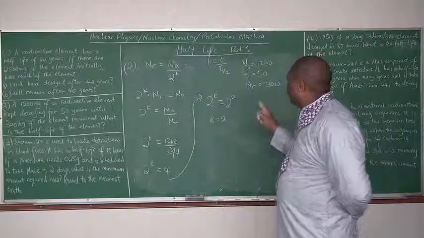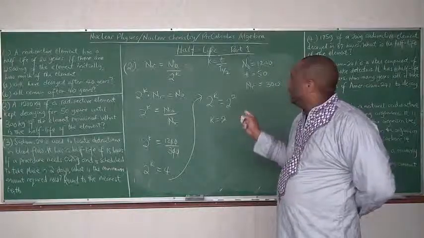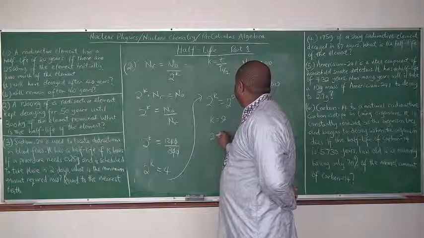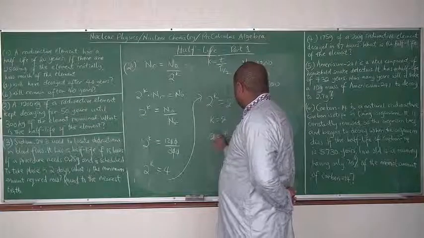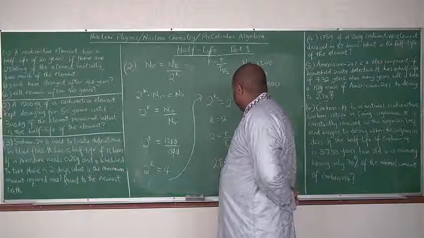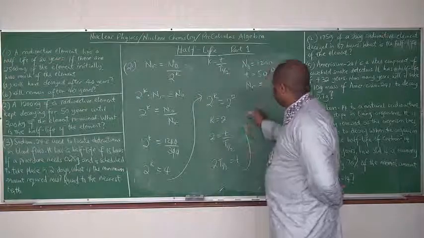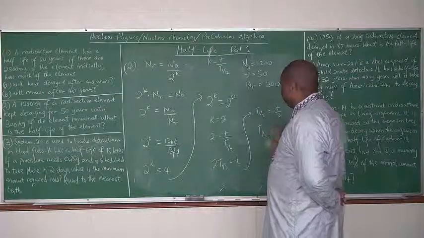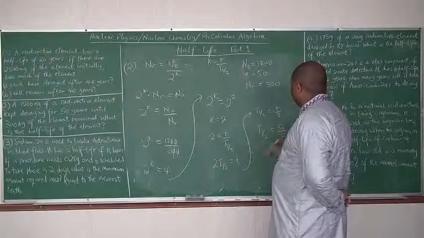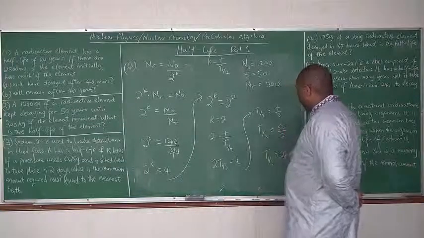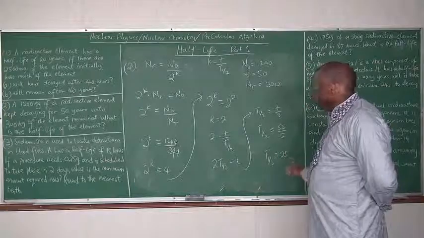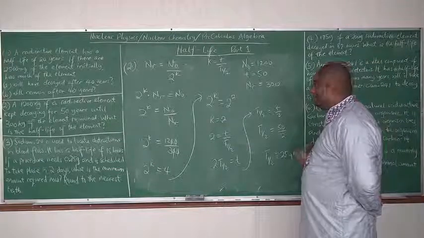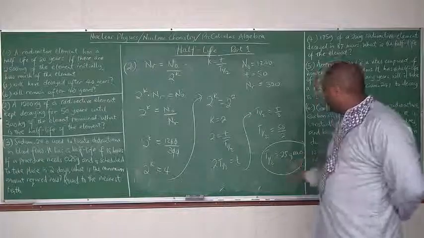Then K is equal to T over half-life. We now have that 2 is equal to T over half-life. 2 times half-life is equal to T. That means that half-life is equal to T over 2. Half-life is equal to 50 over 2. So the half-life is 25. 25 what? You don't just put 25. Years. 25 years is the half-life.